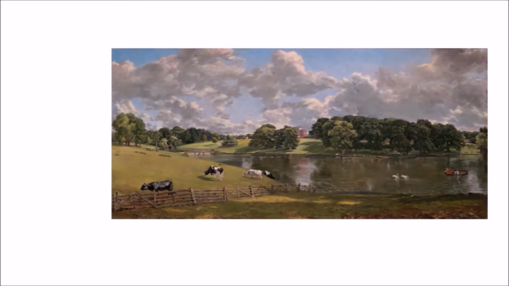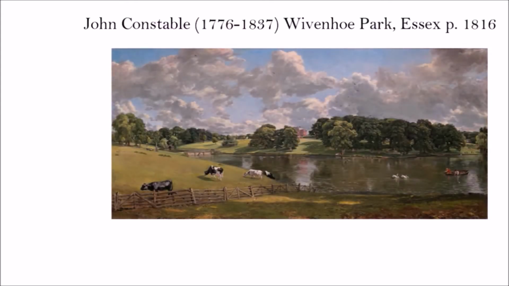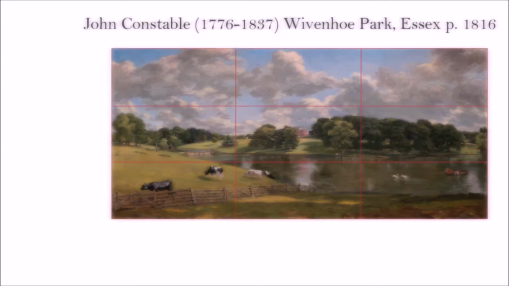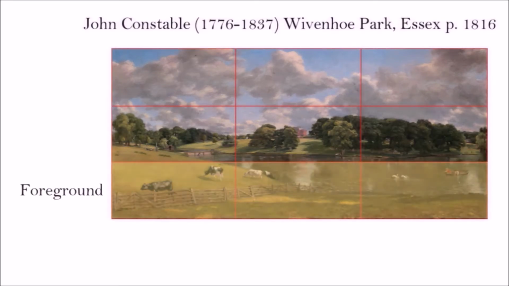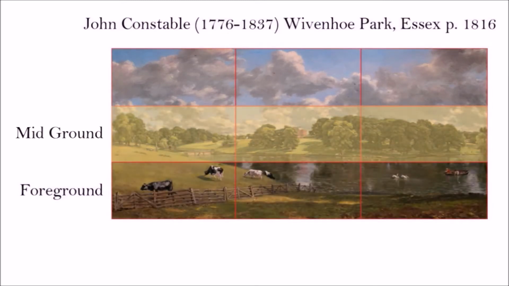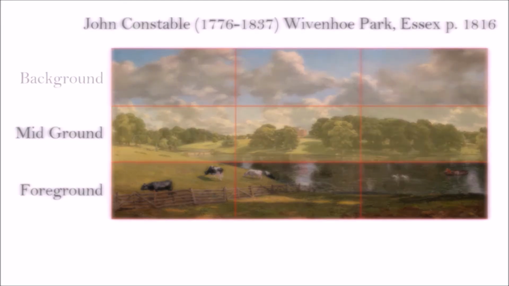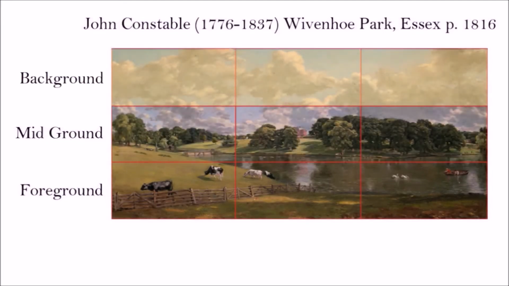Here's a painting by John Constable. This is an example of a very traditional landscape painting, and with our rule of thirds grid, we can clearly locate the foreground, the objects closest to us, the midground, objects in the middle of the painting, such as the house, and the background, the objects that are furthest away from us, in this painting, the clouds in the sky.